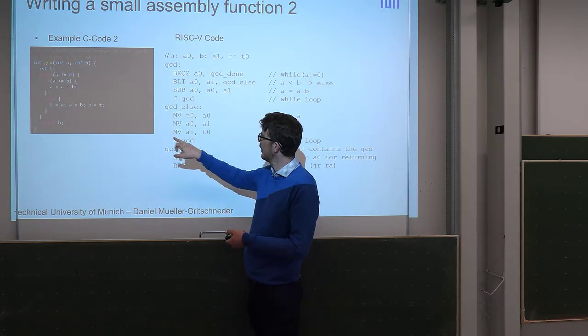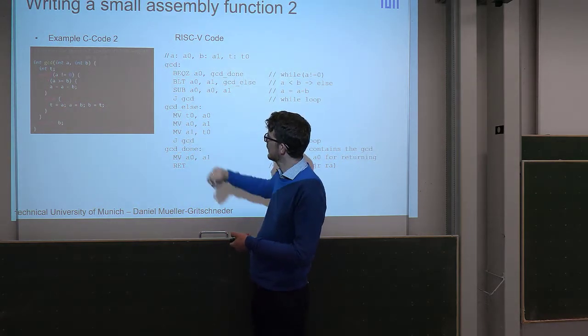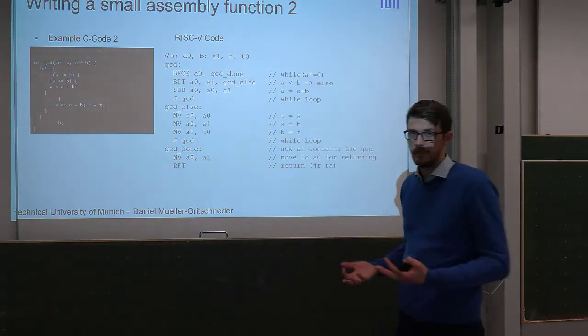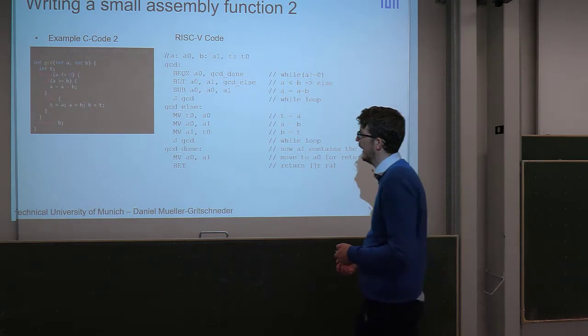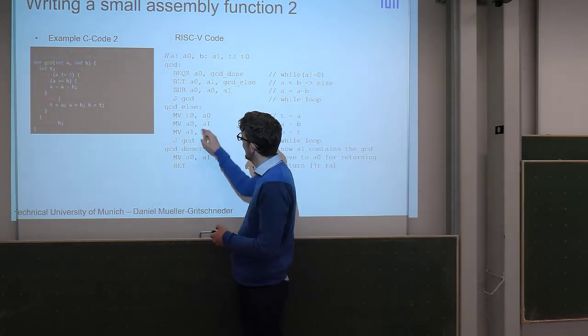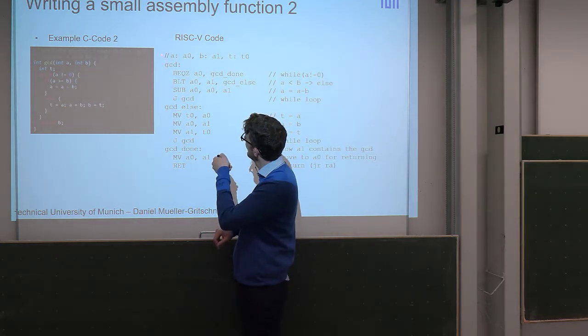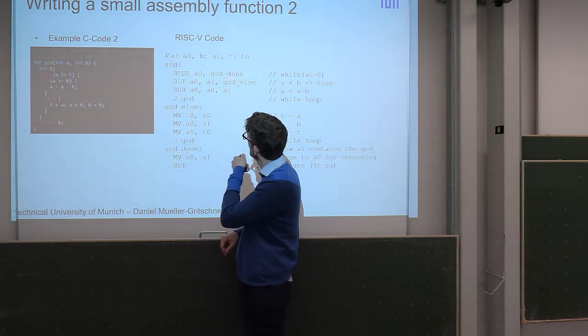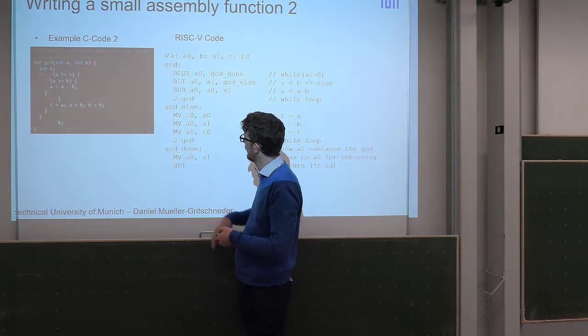Then we have to say B equals T, same thing, right? This is the B register, A1, this is the T register, T0, and you did it, right? And then again, after the else, we make the next iteration of our while loop, so we jump back to this head. And here we are checking whether we are still continuing with the loop or if we should move out of the loop.